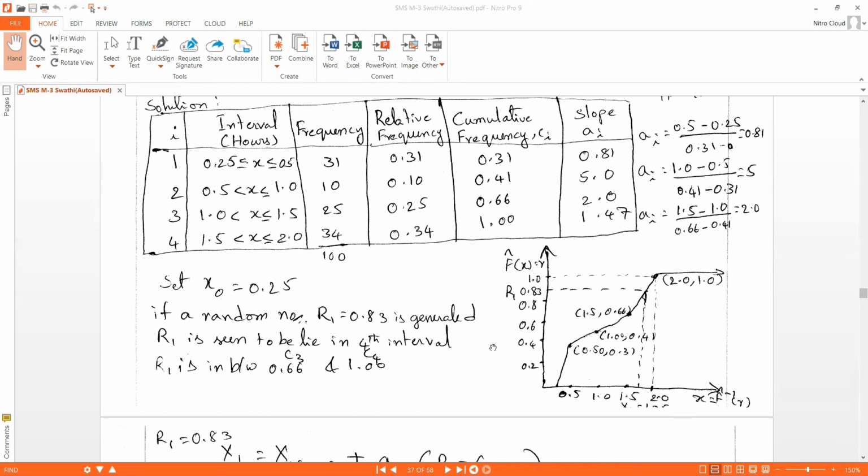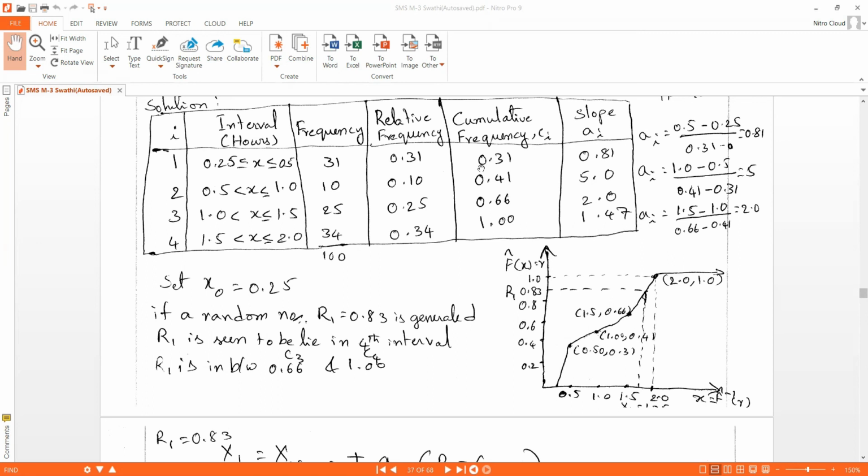Now the F of x values we need to take from the cumulative frequency values, which are in the range of 0 to 1. So we have marked on the y-axis 0.2, 0.4, 0.6, 0.8, 1.0.